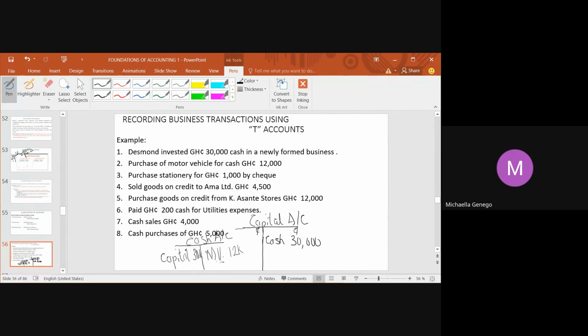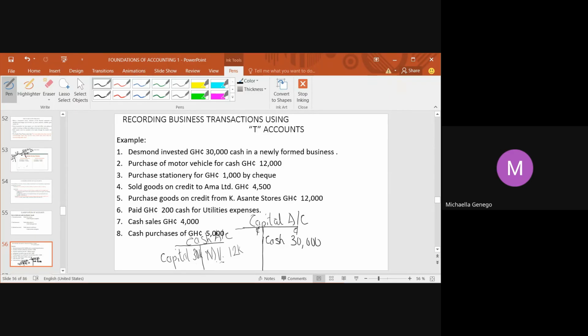Are we all on the same page? We would solve a very lengthy question after this. So the third one is what? Purchase stationery for 1,000 cedis by cheque. So we established that we would have what? A bank account and a stationery account. And then we are debiting our stationery account because there's an increase in expense. And then what are we doing to our bank? We will credit it.